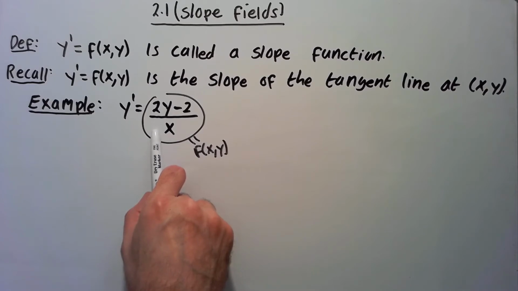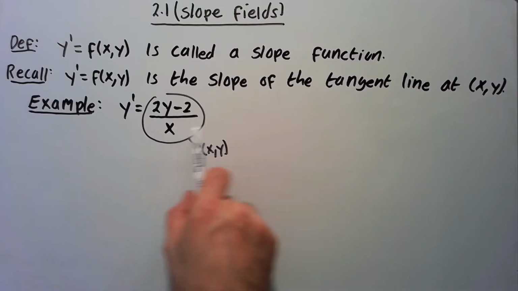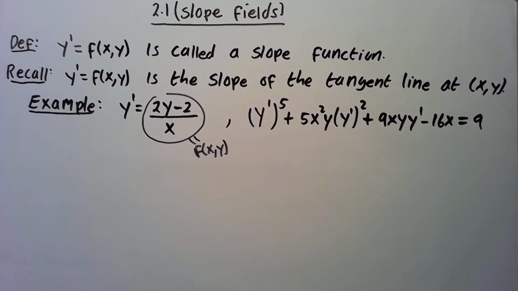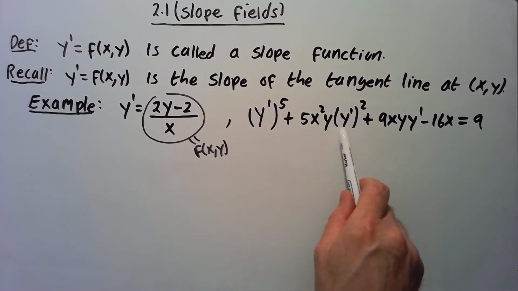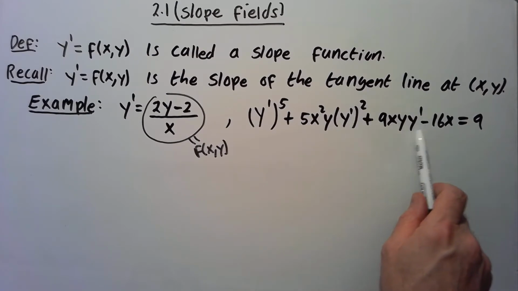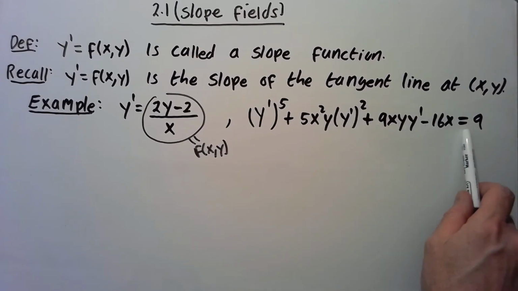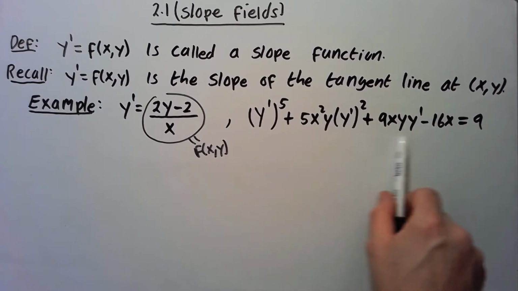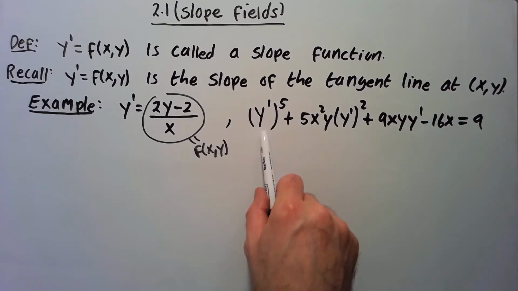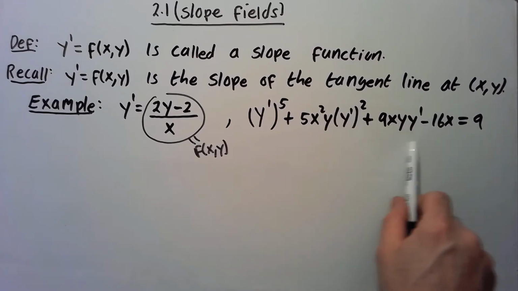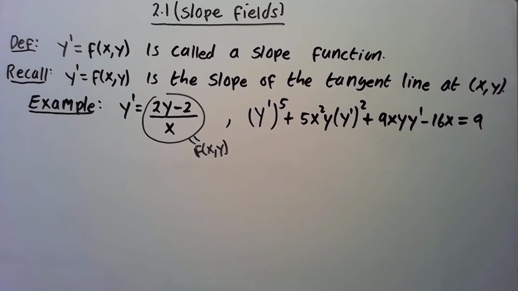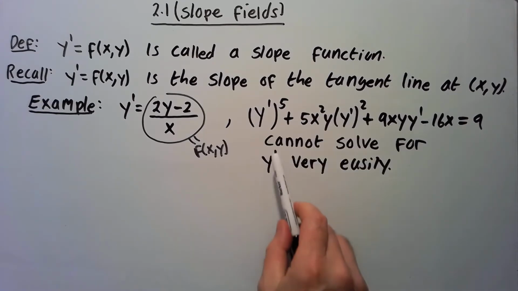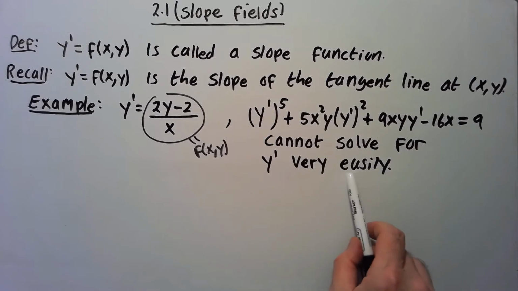Let's look at an example of something that would be difficult to write as a slope function. So in this example, we've got y prime to the fifth plus 5x squared y prime squared plus 9xy y prime minus 16x equals 9. You can check, but it will be very difficult to solve for y prime as a function of x and y like we've done over here. Therefore we can say we cannot solve for y prime very easily in this example.